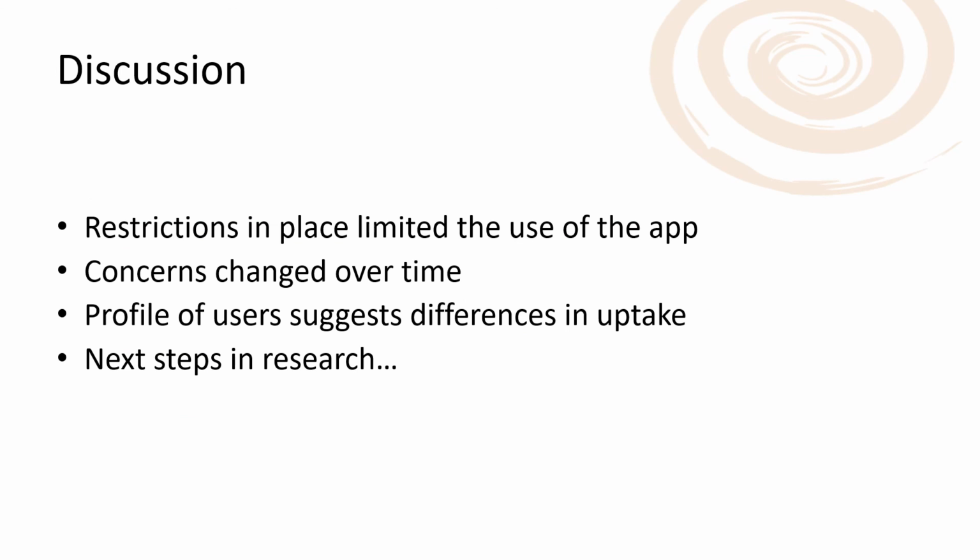So, what do these results suggest? Firstly, the heavy restrictions in place over the time of our surveys could explain the little change in the use of the app. Hopefully, we'll be able to measure changes in future waves of our surveys as restrictions are eased. Secondly, it looks like concerns over privacy have declined over time. It will be interesting to see whether this trend continues.